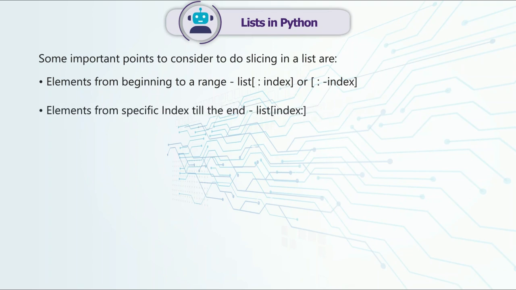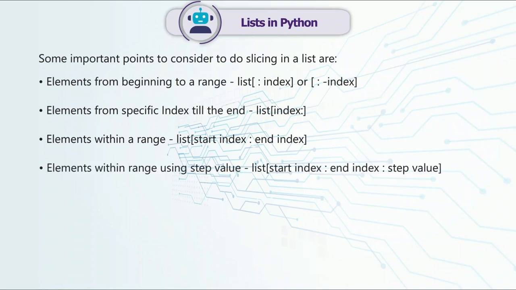Elements from a specific index till the end: list[index:]. Elements within a range: list[start index:end index]. Elements within a range using a step value: list[start index:end index:step value].